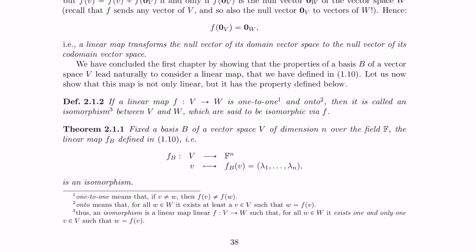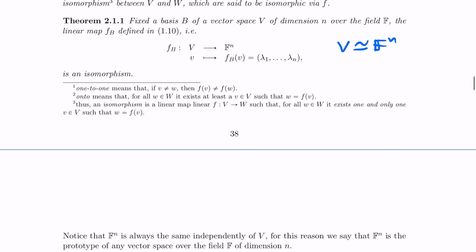If we consider again the map that we have discussed at the end of chapter 1, that is F_B, where B is a basis of a vector space V of dimension n over the field F, then this map was defined as the transformation that sends any vector V into its set of components with respect to the basis B. Well, the theorem says that this map is an isomorphism. As a consequence, each time we fix a basis, a vector space with these characteristics is isomorphic to F^n, and we write this symbol here.